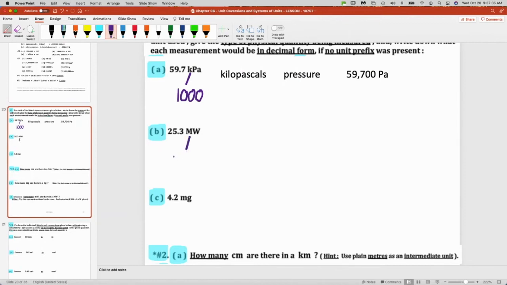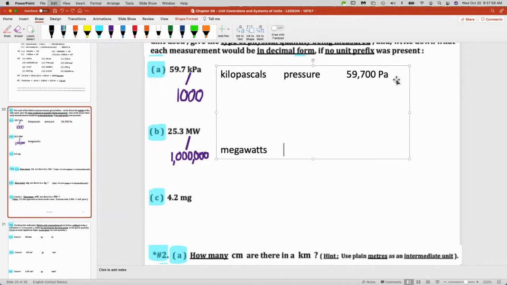This M here, since we're on a roll, M is a million. So I'll just put a million here, or mega. When you see capital M, it means million. So in this next exercise, we have megawatts. And watt is a measure of what? What do watts measure?